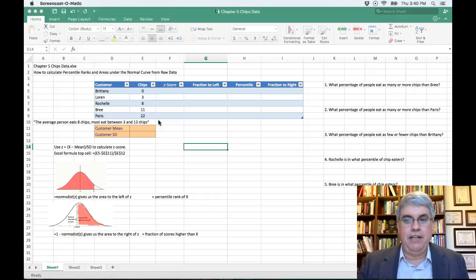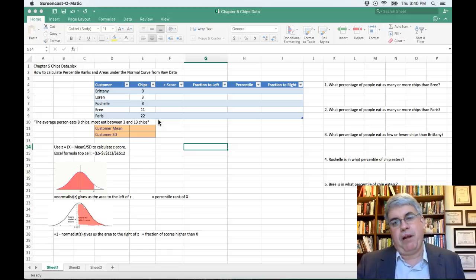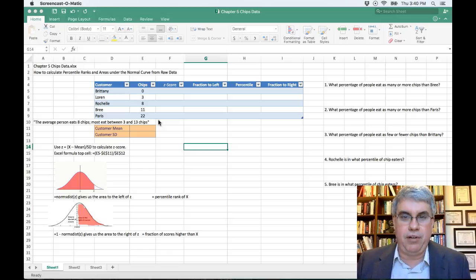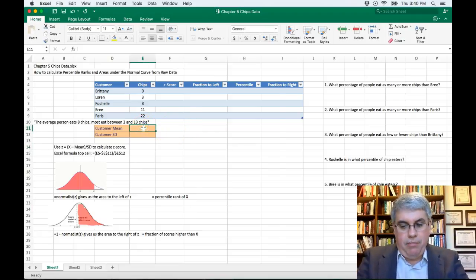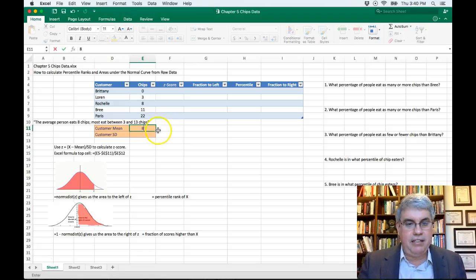What does this mean? Well, we can assume that the chip eating is normally distributed. Now, it might be skewed. In fact, it probably is a little bit, but we can just assume that it's normally distributed because that's going to be a good approximation of human behavior. And she said the average person eats 8 chips. So we can say that the customer mean for chip eating is 8.